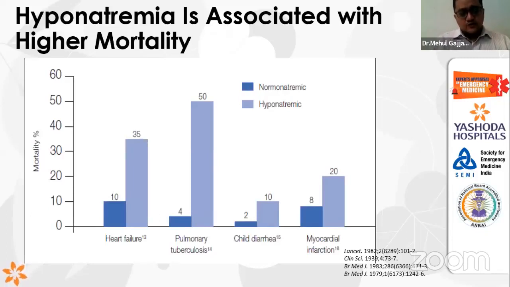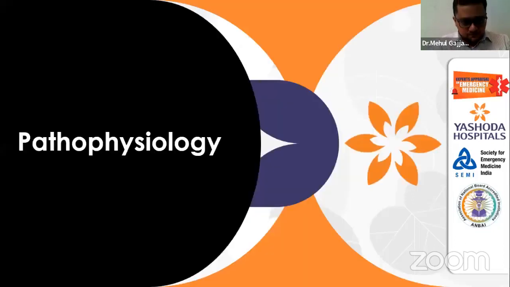Coming to subgroups of patients, one study showed that hyponatremia has very high mortality in case of pulmonary disorders like pulmonary tuberculosis, where mortality is around 50%. In heart failure, the mortality is around 35%. And in case of myocardial infarction, mortality is around 20%. So it is associated with very high mortalities.